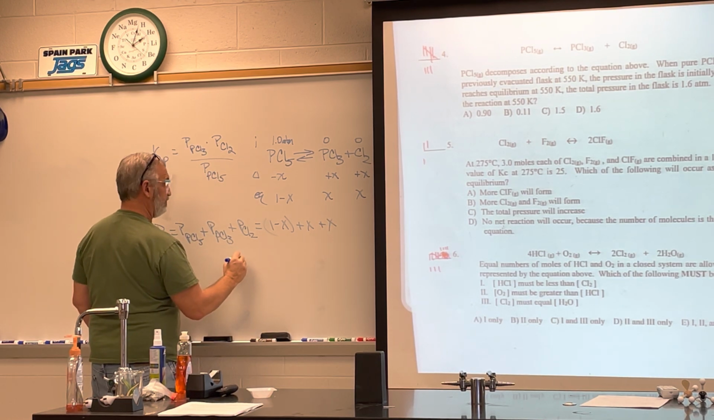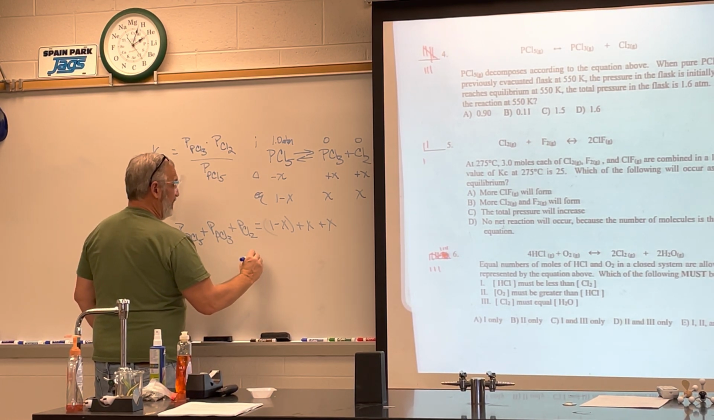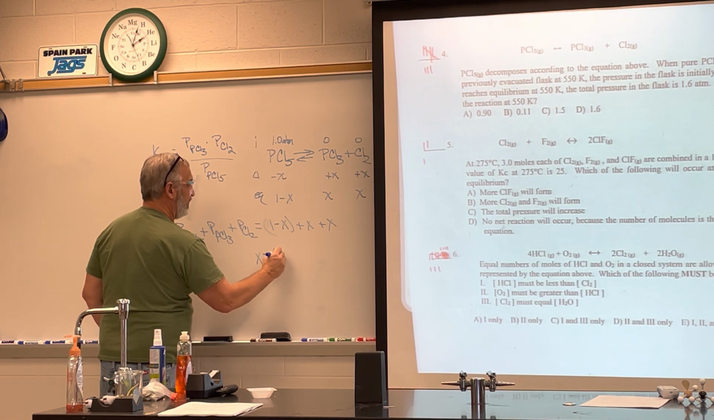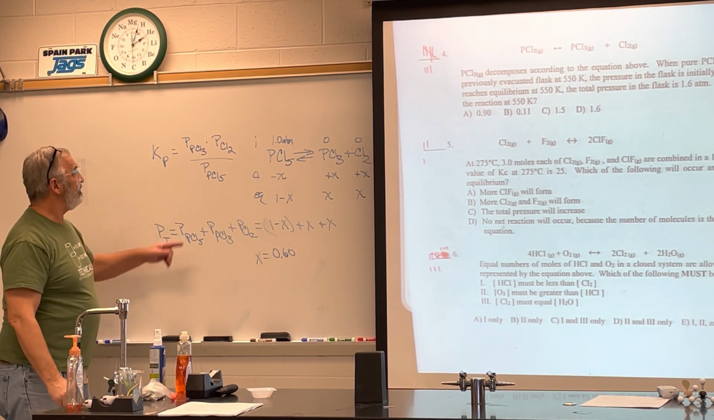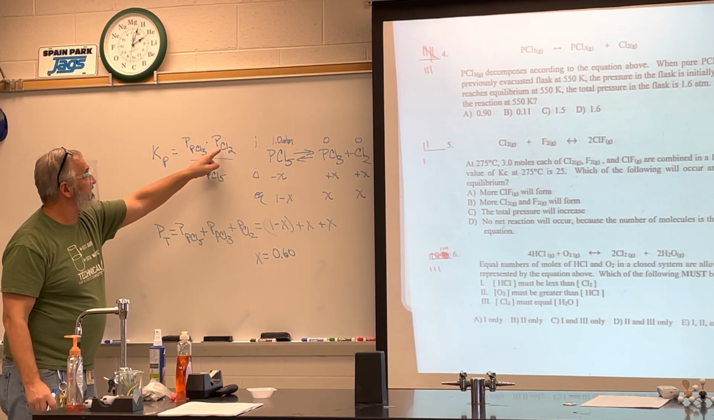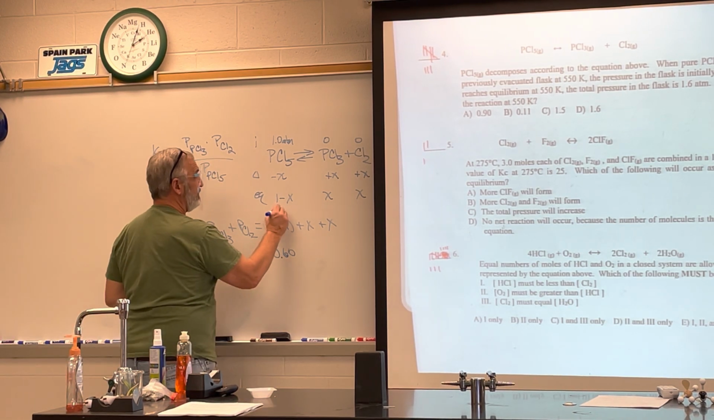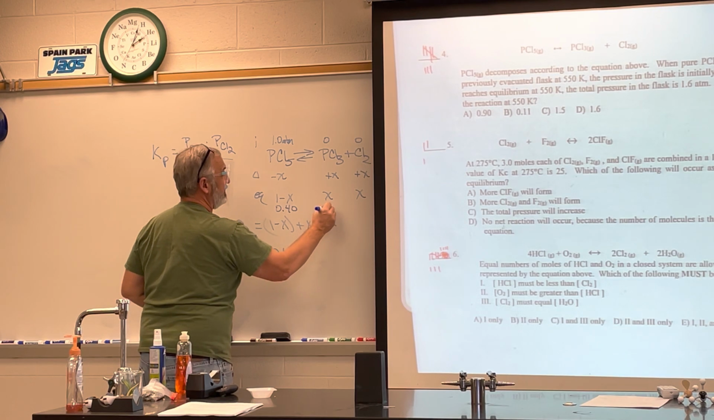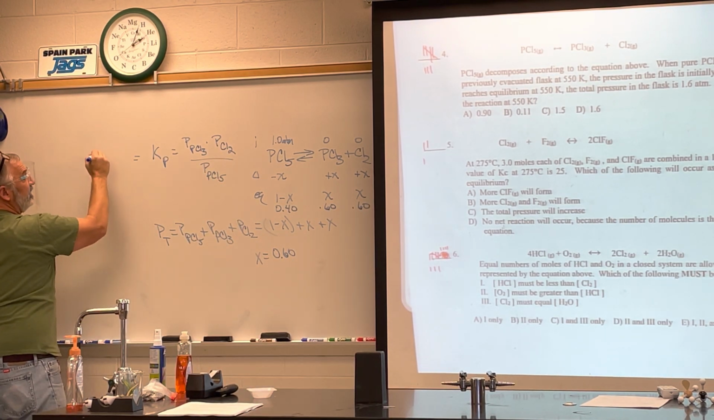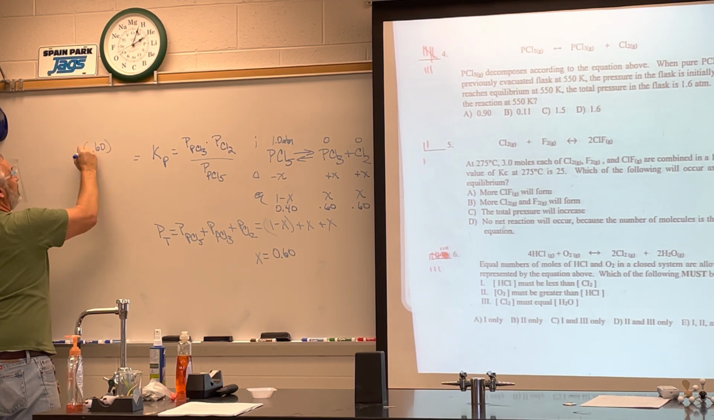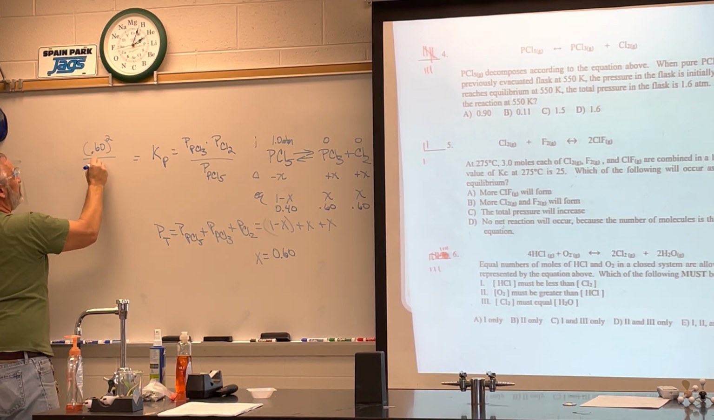So the x equals 0.6, right? So that means now this is going to be 0.6, 0.6, and this is going to be 0.4. So we come back then to this, so it's going to be 0.6 squared divided by 0.4.